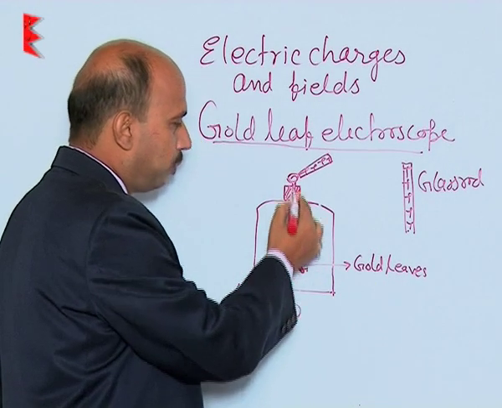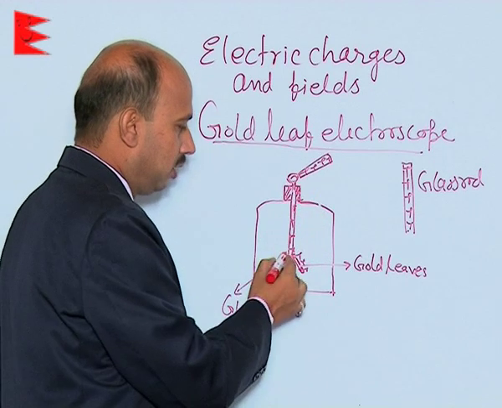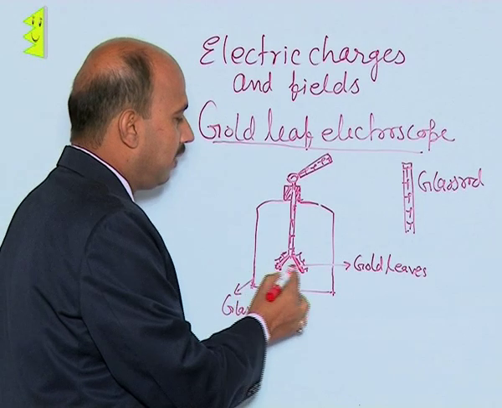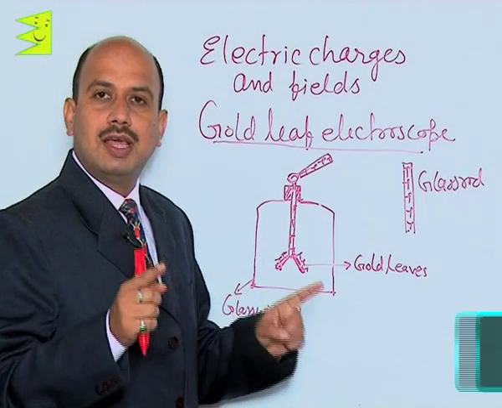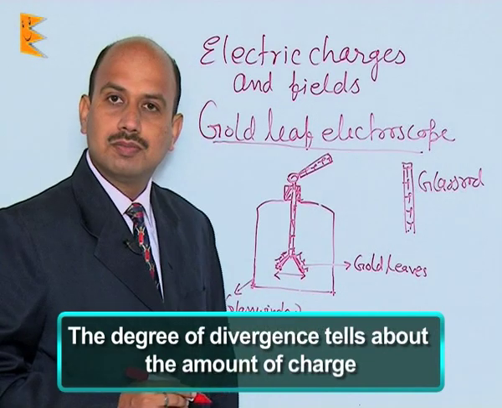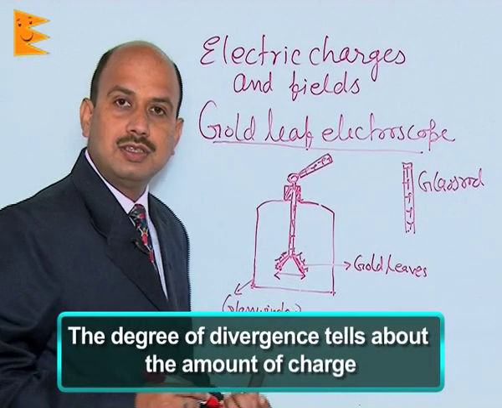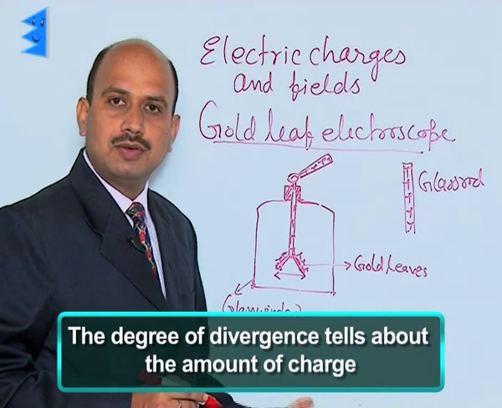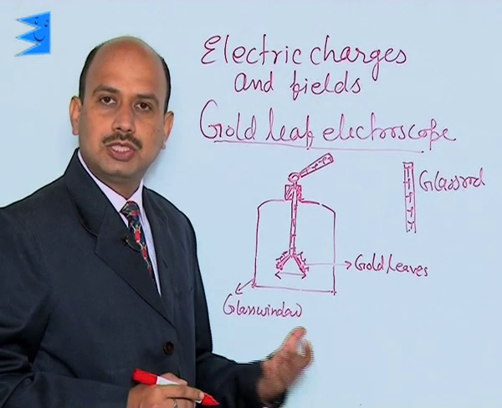When this positive charge comes through the metal and reaches the gold leaves, there is positive charge on both leaves, and because of this there is repulsion, so there is a divergence. The degree of divergence tells about the magnitude of the charge. The larger the divergence, the larger the magnitude of the charge.